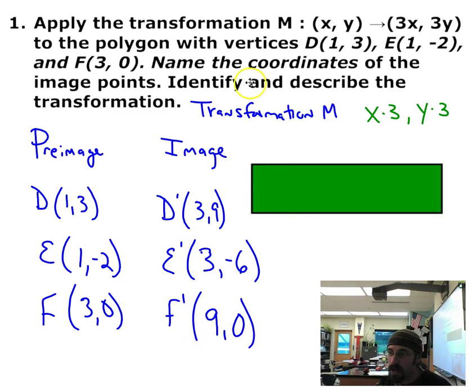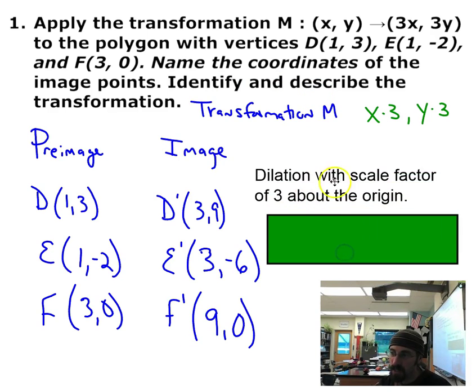So identify and describe the transformation. Well, of course, this is a dilation with a scale factor of 3. Each coordinate is getting multiplied by 3 about the origin, or 0, 0.